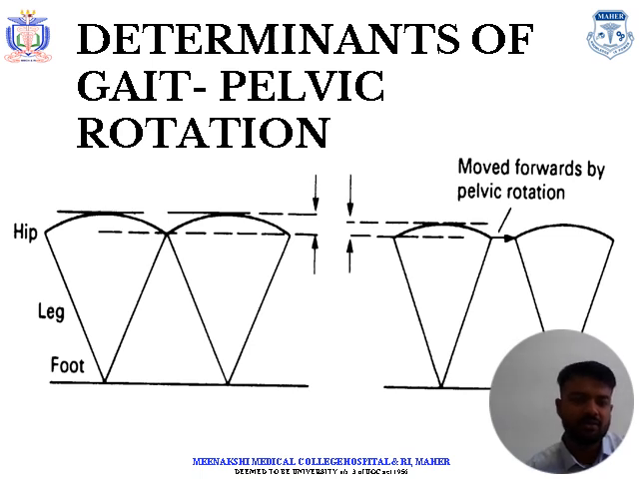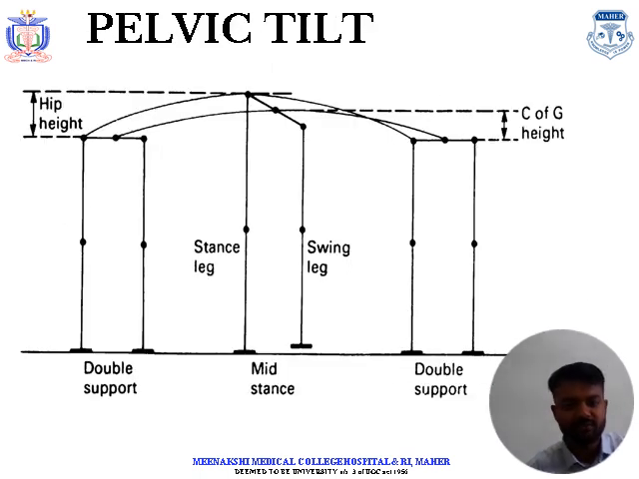Determinants of gait, which is known as pelvic rotation. When you walk, you can see the pelvis moves both sidewards and forwards. This is the forward rotation, which is given as pelvic rotation, which tilts anteriorly and posteriorly when you walk. The pelvic tilt, as you can see, in double support, the pelvis height is the same. In mid stance, the pelvis height tilts, which denotes the pelvis is also involved in gait.